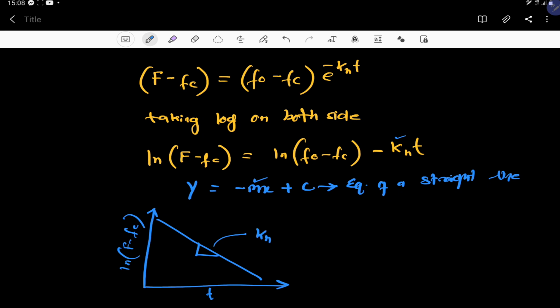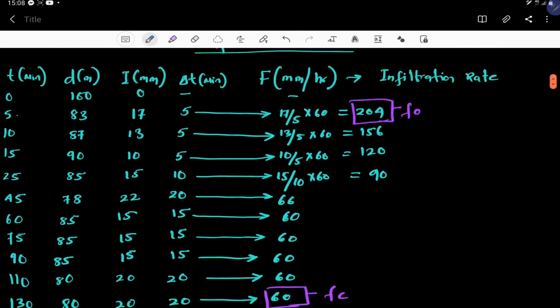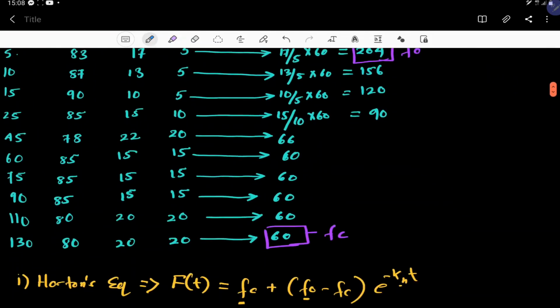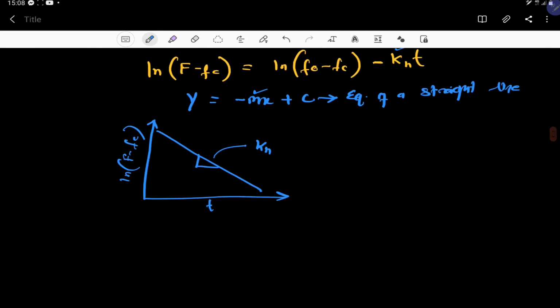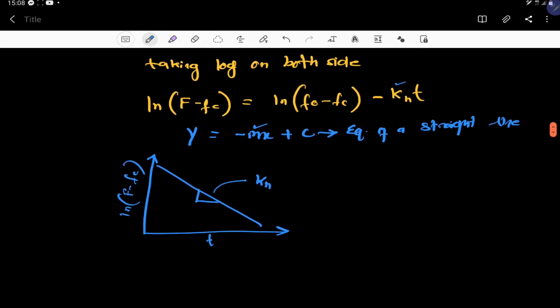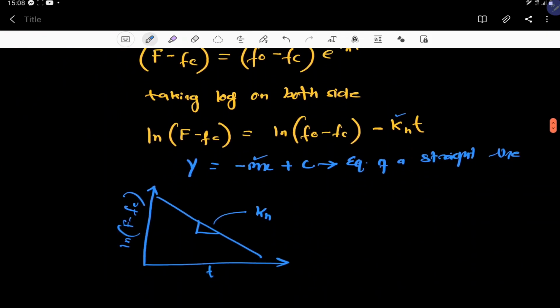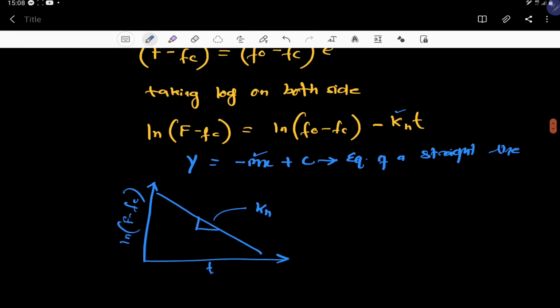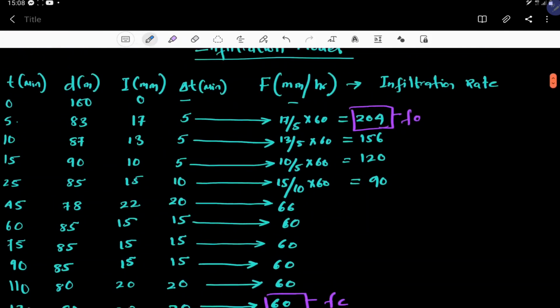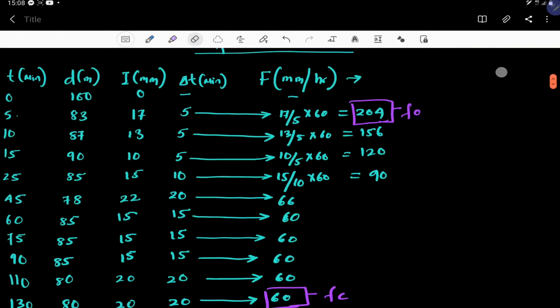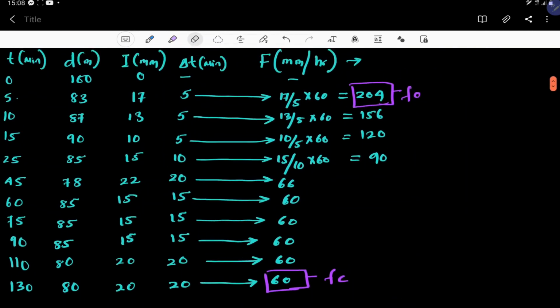Now how to find the slope? If you simply take ln of all these values and plot them against time, then draw the best fit line, you should be able to get the slope. But manually, you need the value of ln of f minus fc. This value is required. So we go back to the table and make one more column. Let me draw a line here.